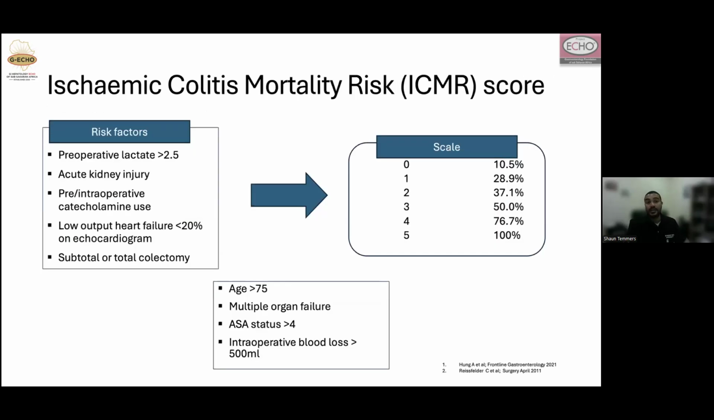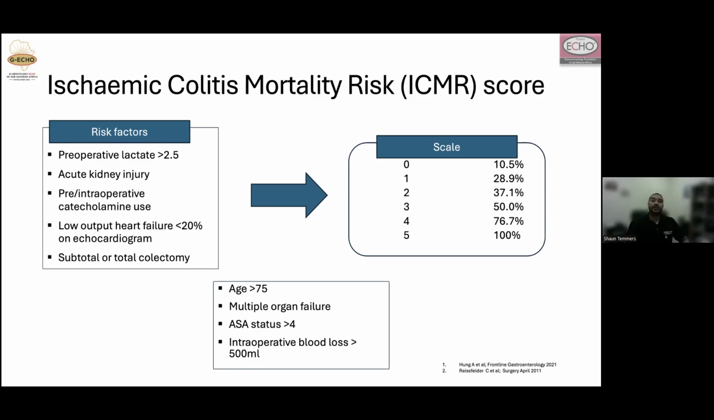So there's an ischemic colitis mortality risk score that can be applied to patients. This is a risk score that has 5 parameters to look at. It's a numerical score. You look for the presence of these risk factors, which include a preoperative lactate of more than 2.5, acute kidney injury, the use of catecholamines if the patient went to theater, a pre-existing low output cardiac failure, or the type of surgery that was done when surgery was required.